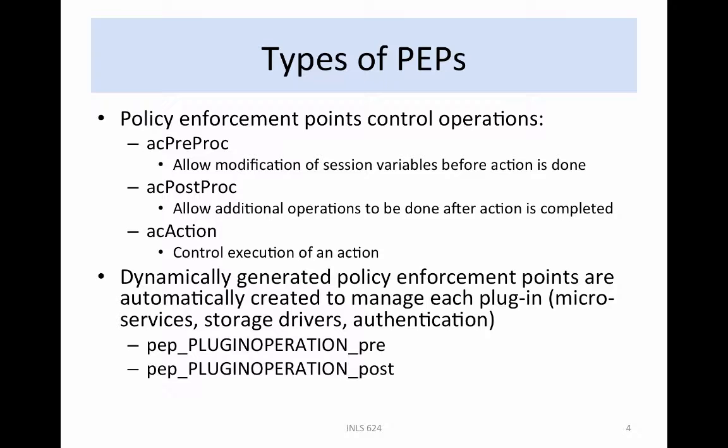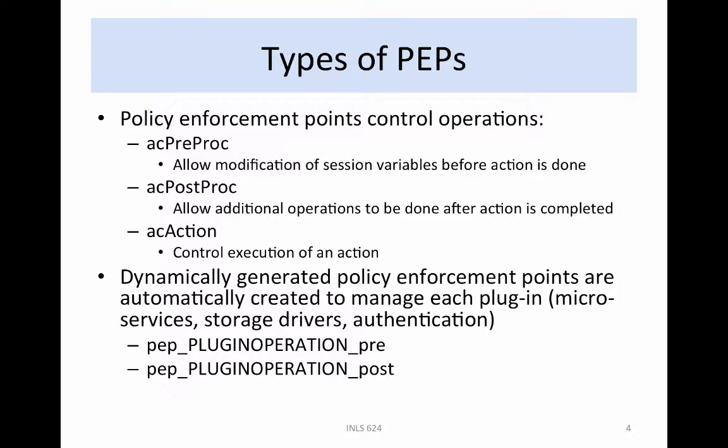Post-process enforcement points, typically named starting with acPostProc, were used to manipulate objects after the action was completed. An example is replicating a file after the original is successfully stored. Action enforcement points, typically named starting with ac, control the execution of an action. An example is a constraint that restricts application of the policy to a specific collection.